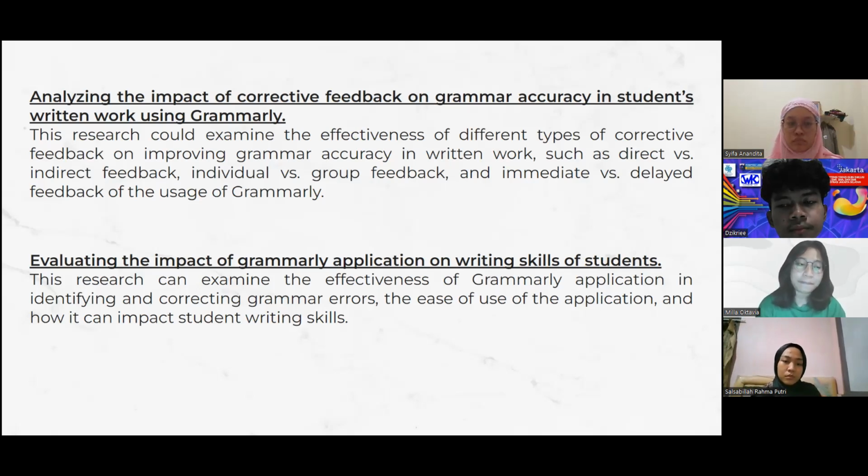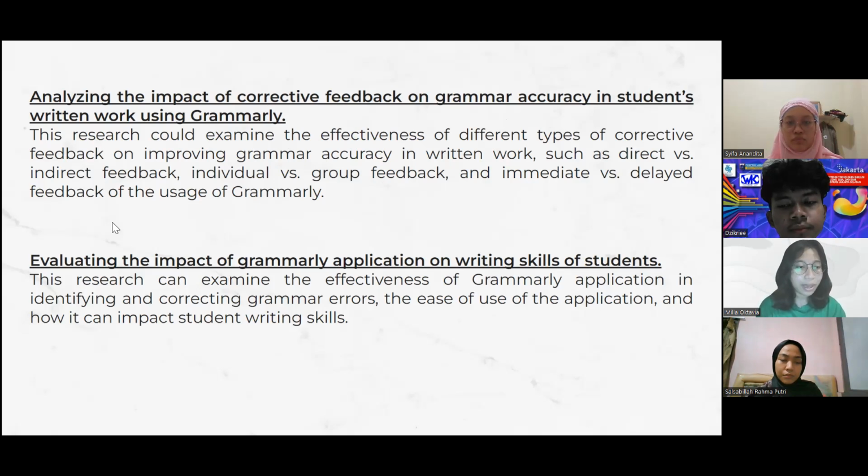So this is basically still in the same scope of topic with the first title in the previous slide, but here we analyze the corrective feedback on grammar accuracy.